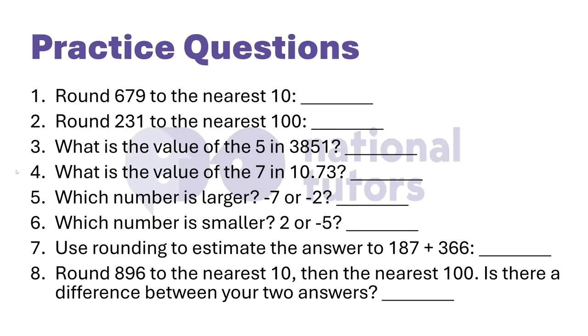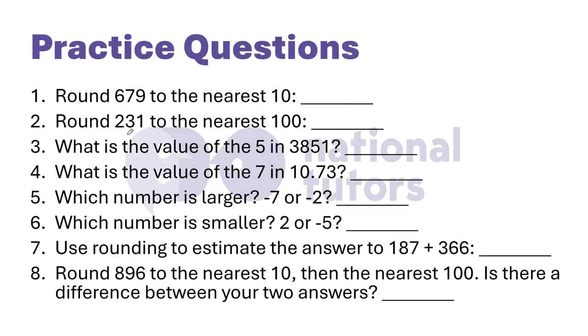So first off, round 679 to the nearest 10. It's very important that I know what I'm rounding to here. So 10 means I'm going to be focusing on my tens column. 7 is in my tens column, which means 9 is my decider. 9 is higher than 5, so I'm going to be rounding my 7 to the next 10, which is going to be 8. So my answer is going to be 680.